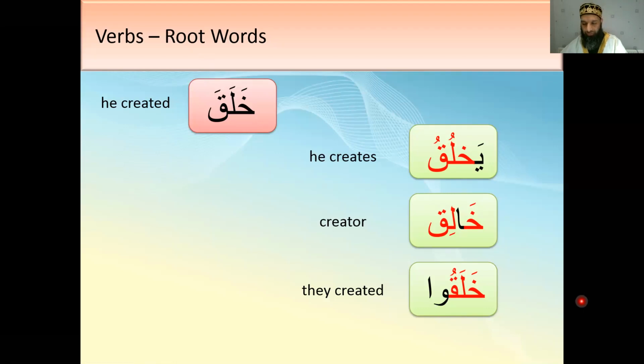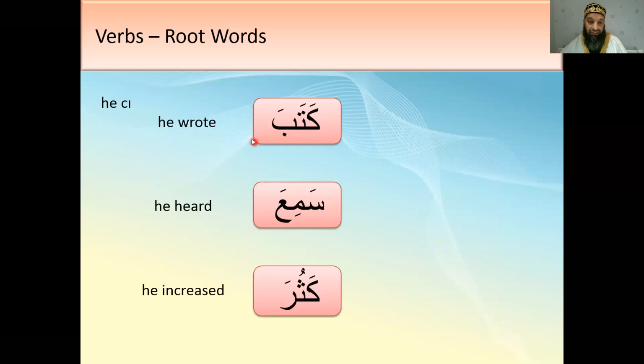Right. So the next thing we covered is we looked at these three verbs. Kataba means he wrote. Sami'a, sami'a Allahu liman hamida. Sami'a means to hear, he heard. And kathura means he increased.